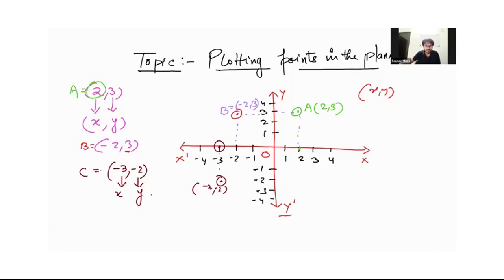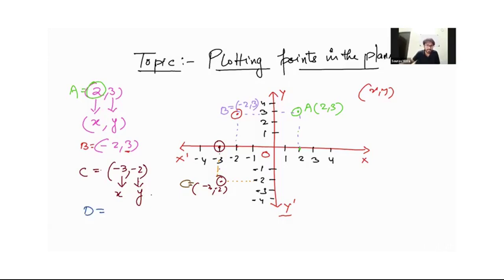If we draw dotted lines like this, it will give you clarity. Initially you can use the dotted line for help, but after that try not to use this dotted line pattern. So this is your -3 comma -2, and we have given this coordinate point the name C.